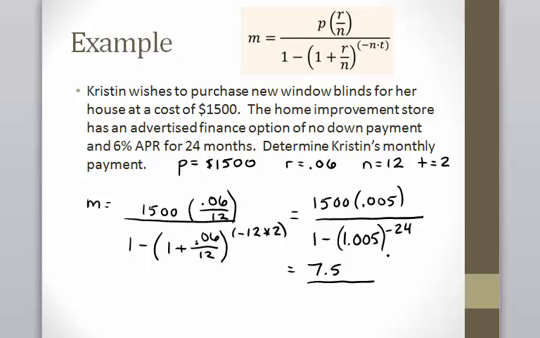And if we type in our denominator, and you can type it into your calculator exactly as it appears here, that gives me 0.1128, and I'm just going to carry that decimal out to keep from having rounding error. And when we do our final division there, we end up with $66.48. And so her monthly payment will be $66.48.